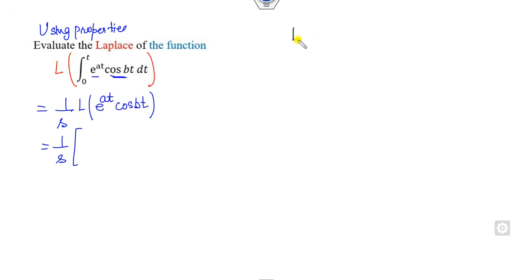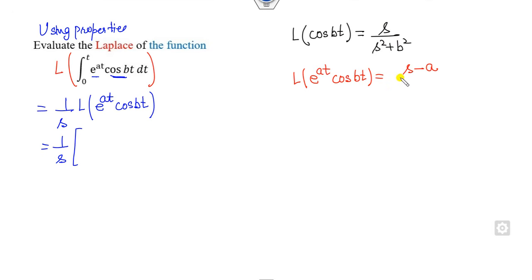I have to find it, because the exponential term is present, the shifting first theorem must be applicable. So the Laplace of cos bt is s over s square plus b square. Therefore, by using the shifting first theorem, e raised to power at, it is s minus a. I can substitute here s minus a, so 1 over s times (s minus a) over (s minus a) square plus b square is the right answer of the problem.